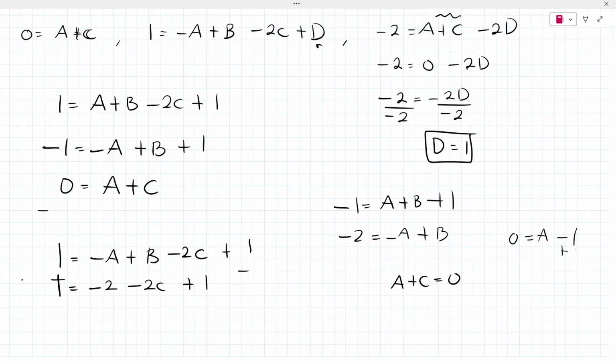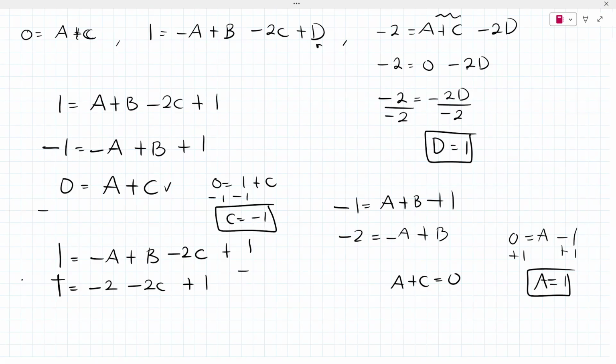And if we solve for a, this gives you a equals 1. And then I think if we put it back here, we can solve for c. So it's 0 equals 1 plus c. And then subtract 1, I get c equals -1. We got c equals -1, we got a equals 1.